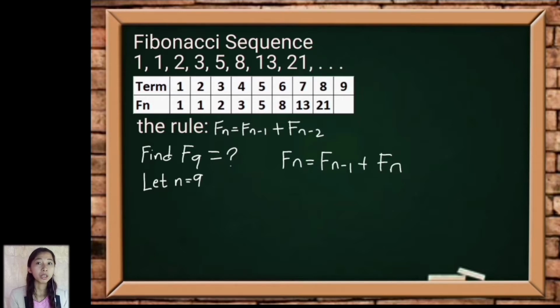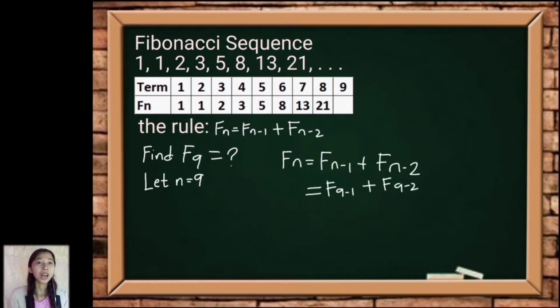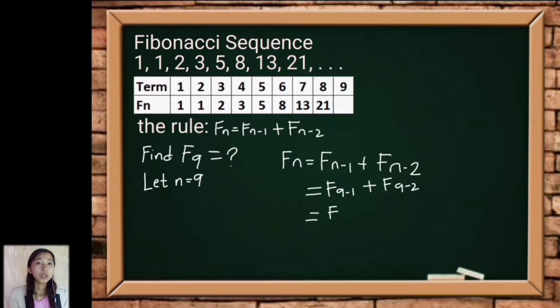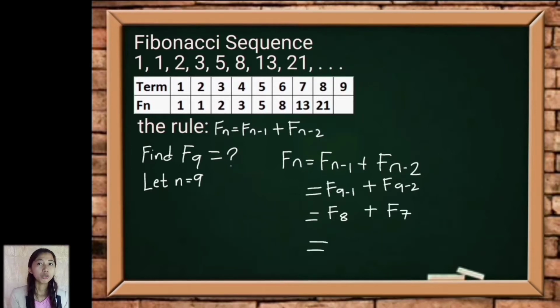So instead of Fn, it will become F9 equals Fn minus 1. Instead of Fn minus 1, substituting the value of n with 9, it will become F9 minus 1 plus F, and then we substitute again n with the value of 9, so F9 minus 2. Okay, simplify. F9 minus 1 is equal to F8, plus F9 minus 2 is equal to F7.